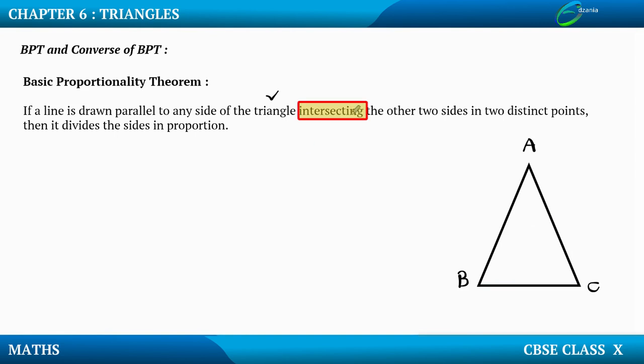But how is that line? That line is intersecting the other two sides, that is AB and AC, in distinct points. Distinct means different points. So let me draw a line. This line over here intersects AB over here and it intersects AC over here. So these are the two distinct points that we got. Suppose this line is a line L, intersecting AB and AC in two distinct points. Let me name the two distinct points E and F.